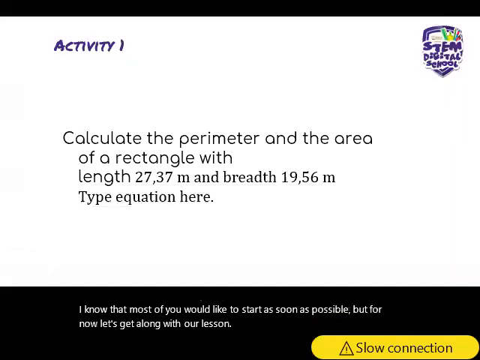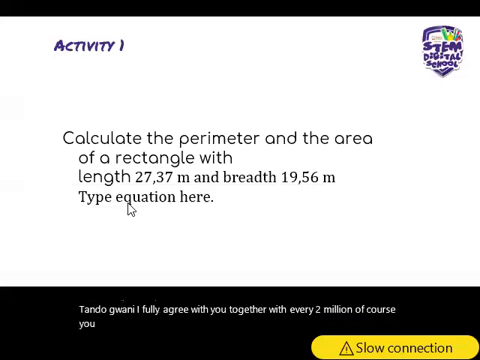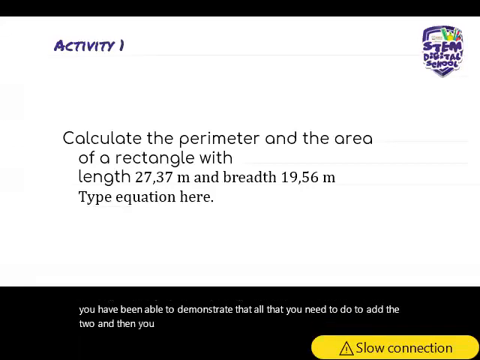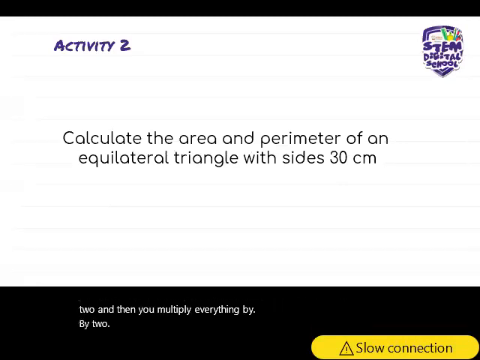Tando Ngubani, I fully agree with you, together with Bitumelo. You have been able to demonstrate that all that you need to do is to add the two, and then you multiply everything by 2.